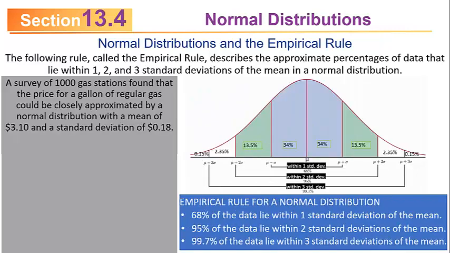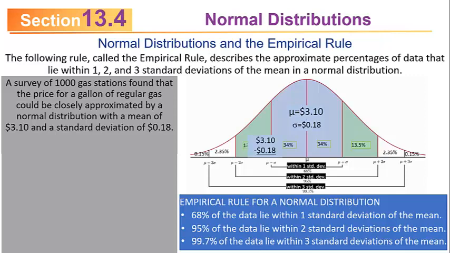A survey of 1,000 gas stations found that the price for a gallon of regular gas could be closely approximated by a normal distribution with a mean of $3.10 and a standard deviation of 18 cents. So putting that on the actual normal curve, the mean is 3.10, standard deviation is 18 cents.